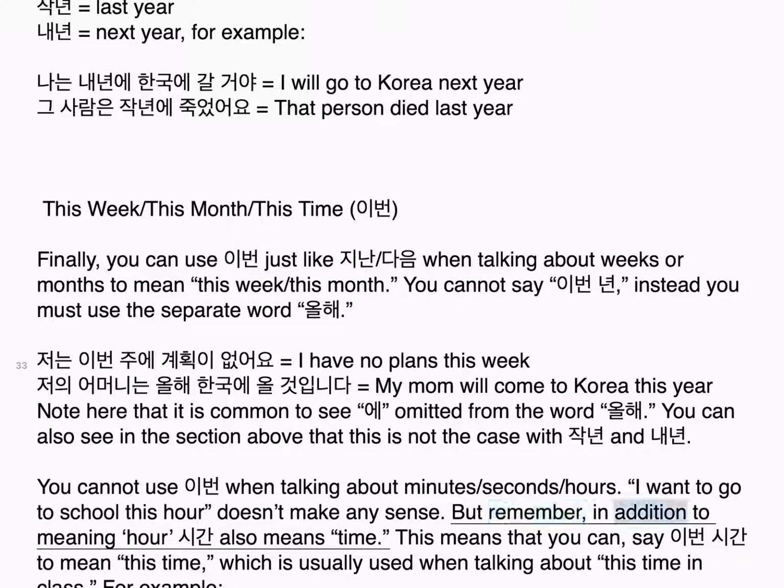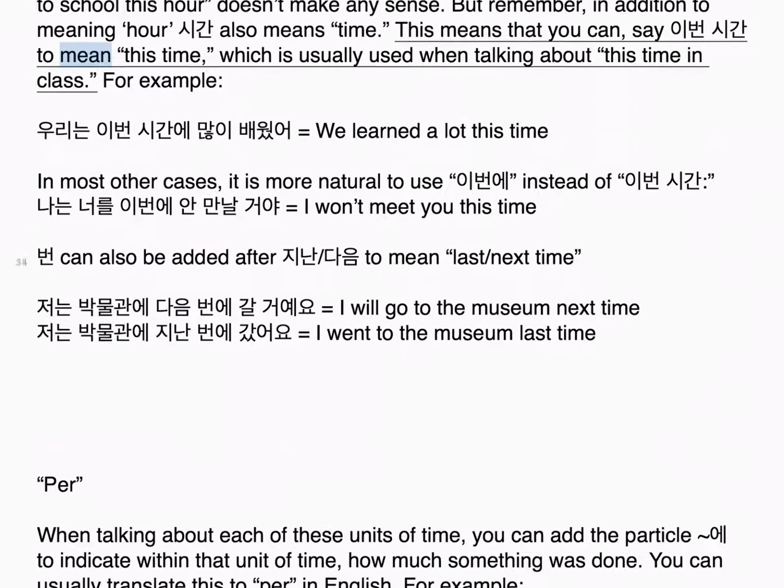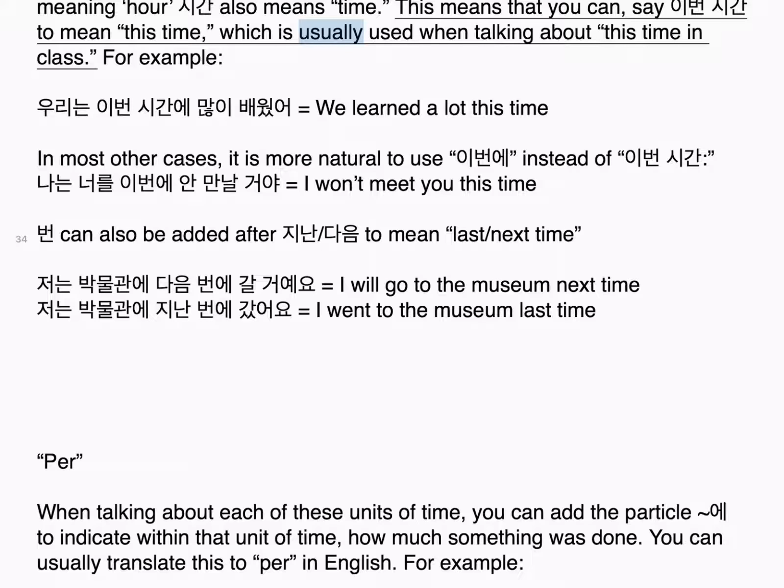But remember, in addition to meaning hour, 시간 also means time. This means that you can say 이번 시간 to mean this time, which is usually used when talking about this time in class. For example, 우리는 이번 시간에 많이 배웠어. We learned a lot this time. In most other cases, it is more natural to use 이번에 instead of 이번 시간. 나는 너를 이번에 안 만날 거야. I won't meet you this time.